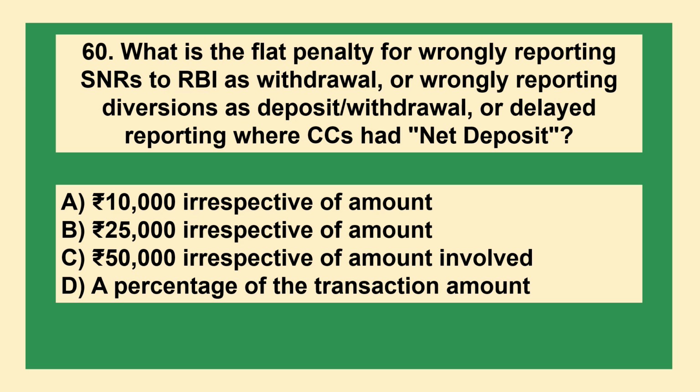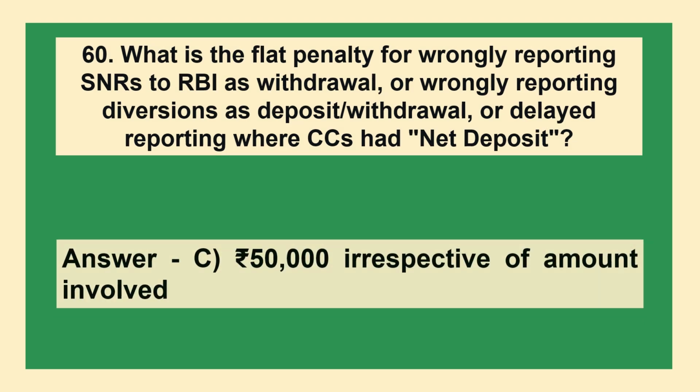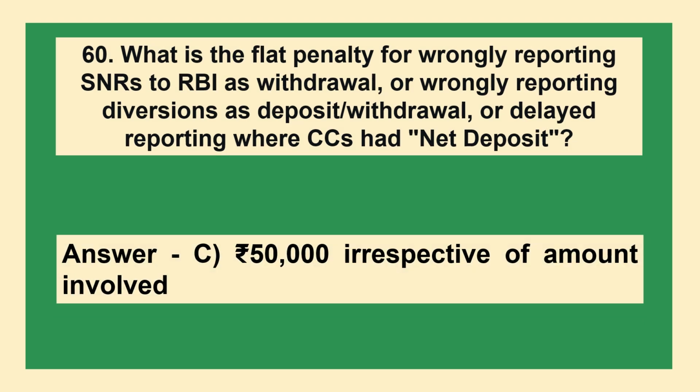What is the flat penalty for wrongly reporting SNRs to RBI as withdrawal, or wrongly reporting diversions as deposit or withdrawal, or delayed reporting where CCs had net deposits? Option A, rupees 10,000 irrespective of amount. Option B, rupees 25,000 irrespective of amount. Option C, rupees 50,000 irrespective of amount involved. Option D, a percentage of the transaction amount. The answer is option C, rupees 50,000 irrespective of the amount involved.